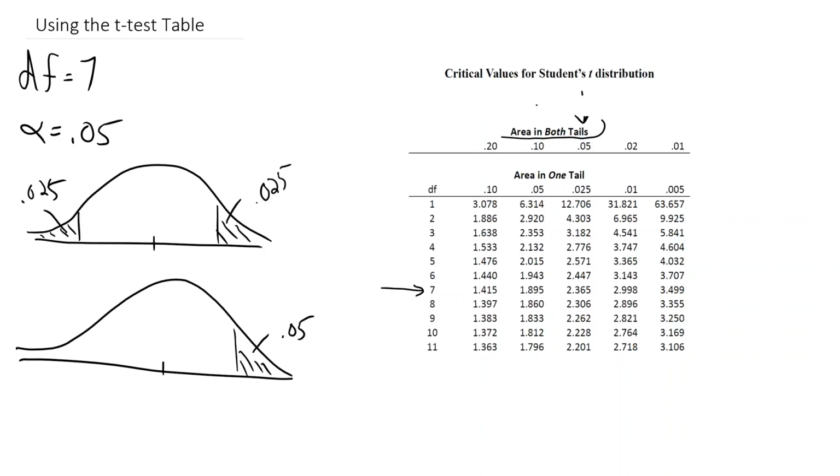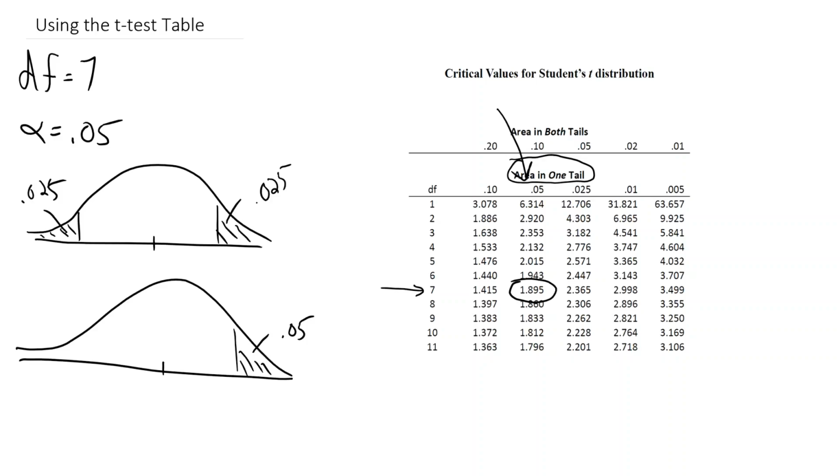And now, since we're doing a one-tailed test, we are going to look at the next header. So we are interested in this header where the area is in one tail. And since we're interested in an alpha level of 0.05, we're going to use this column. And so our critical value is going to be 1.895.